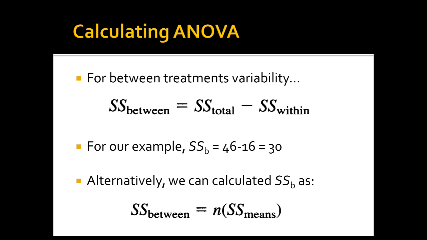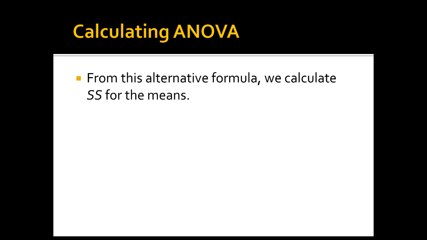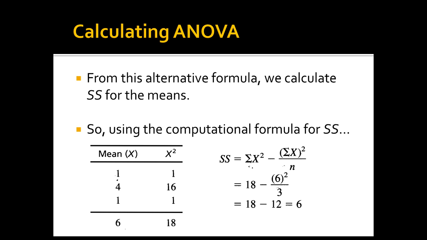Alternatively, we can calculate the sums of squares between, if you want to do it first, as n multiplied by the sums of squares for the means. From this alternative formula, we can calculate sums of squares of the means, using the computational formula for sums of squares, just to review, which is the summation of x squared minus the summation of x, in parentheses, squared over n. And so you can do this worked example where 18 is the summation of x squared, minus 6 squared, 6 being the sum, over 3, which equals 18 minus 12 equals 6.